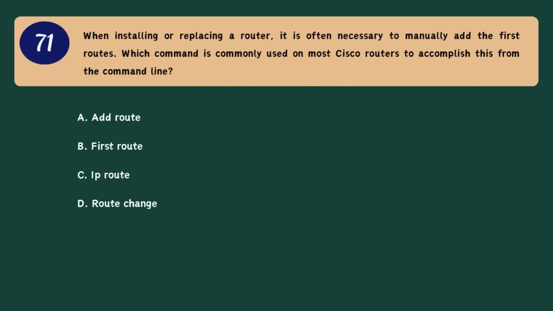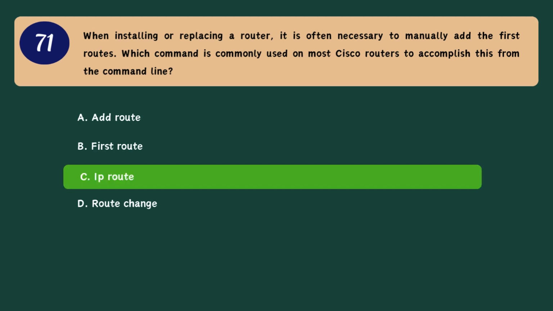Question 71. When installing or replacing a router, it is often necessary to manually add the first routes. Which command is commonly used on most Cisco routers to accomplish this from the command line? A. Add route. B. First route. C. IP route. D. Route change. Correct answer. C. IP route.